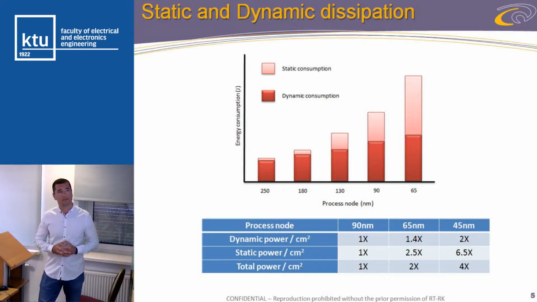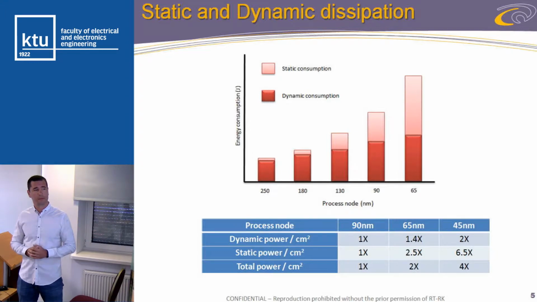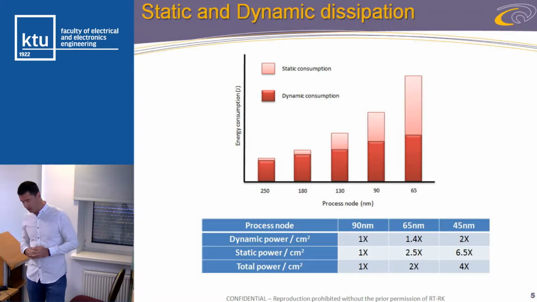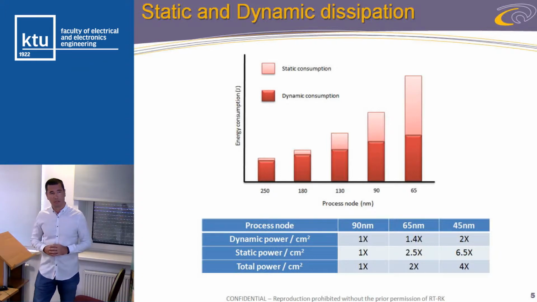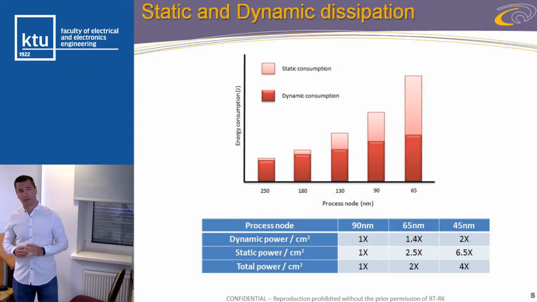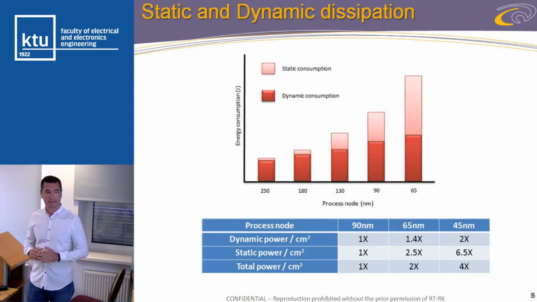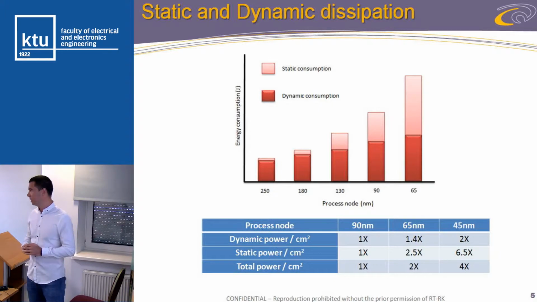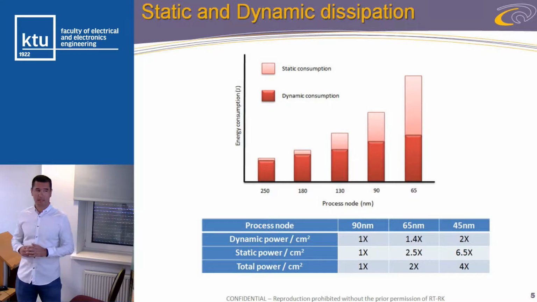This slide shows how energy is related to the size of a process node. You can see that by decreasing the size of process node, we are increasing dynamic and static power that are being dissipated. Actually static power even more than dynamic.